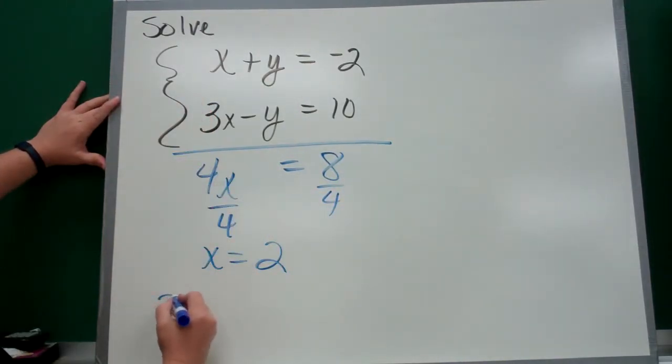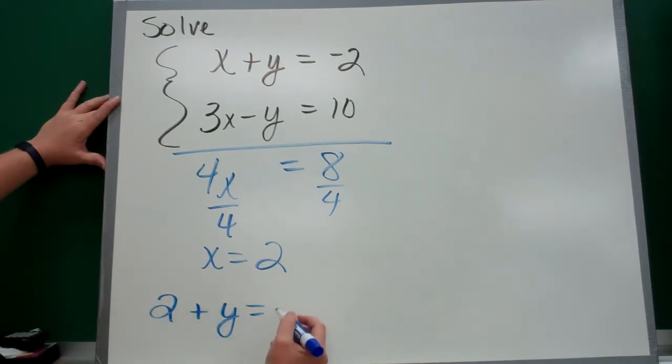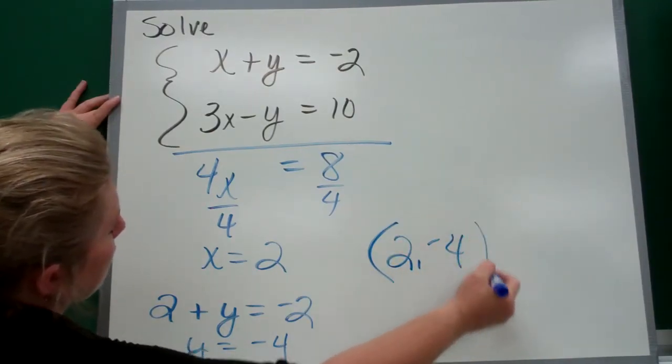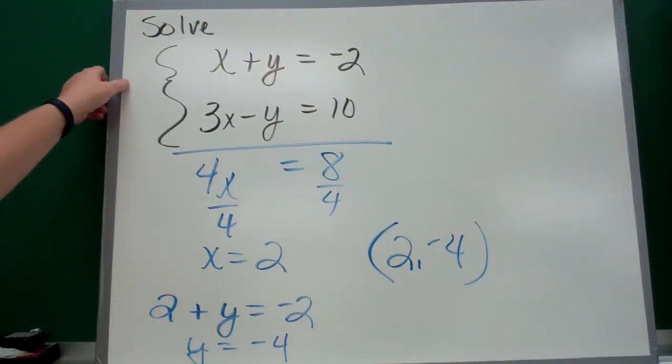Plug in. 2 plus y equals negative 2. Subtract 2, y equals negative 4. The solution is 2, negative 4. Done.